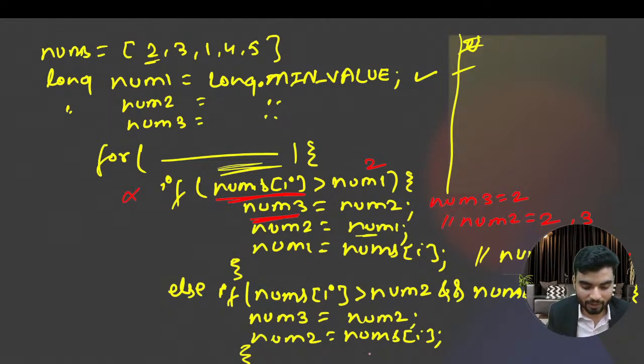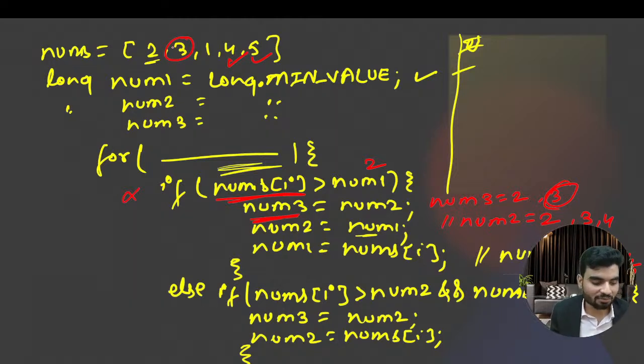Yes or no? Again i++, we will have 5 here. Again see, 5 greater than 4. Yes. Now num3 will be updated. So num3 will have the value of previous num2 which was 3. So now num3 will be 3, and again num2 will have the previous value of num1 which was 4, and again num1 will have the value 5. So what will happen? You will return 3 as your output. This is the third largest value. Yes or no? The first largest, second largest, and the third largest.